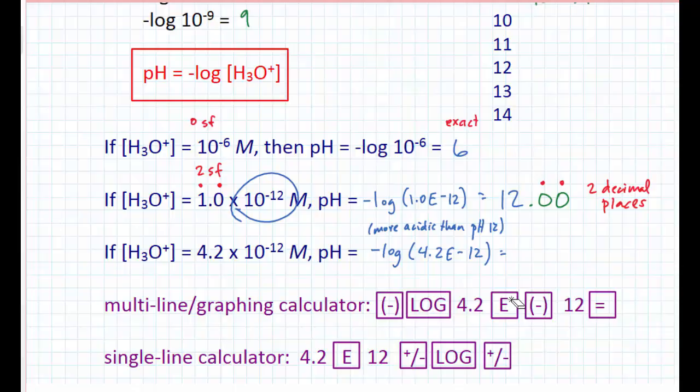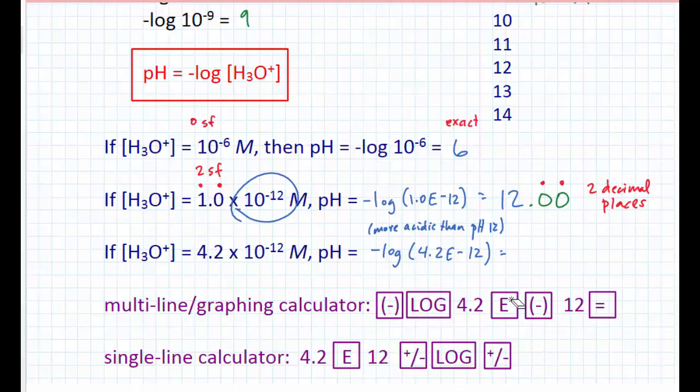If you have a single line calculator, what I called a numerical calculator in the notes, you have to kind of work backwards. You always have to start with the scientific number. So I'm going to do 4.2e negative 12. It looks like that. I did EE. That means 4.2 times 10 to the negative 12. It's not just 4.2 to the negative 12. It's 4.2 times 10 to the negative 12. So I have that number.